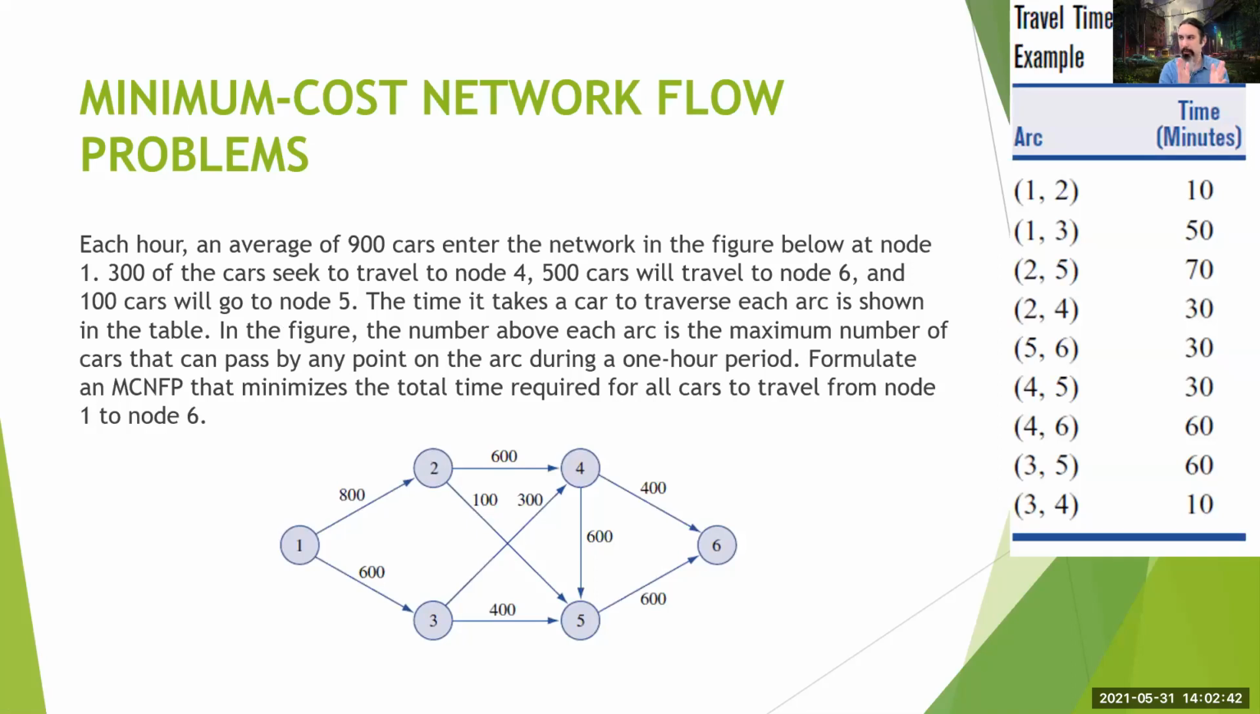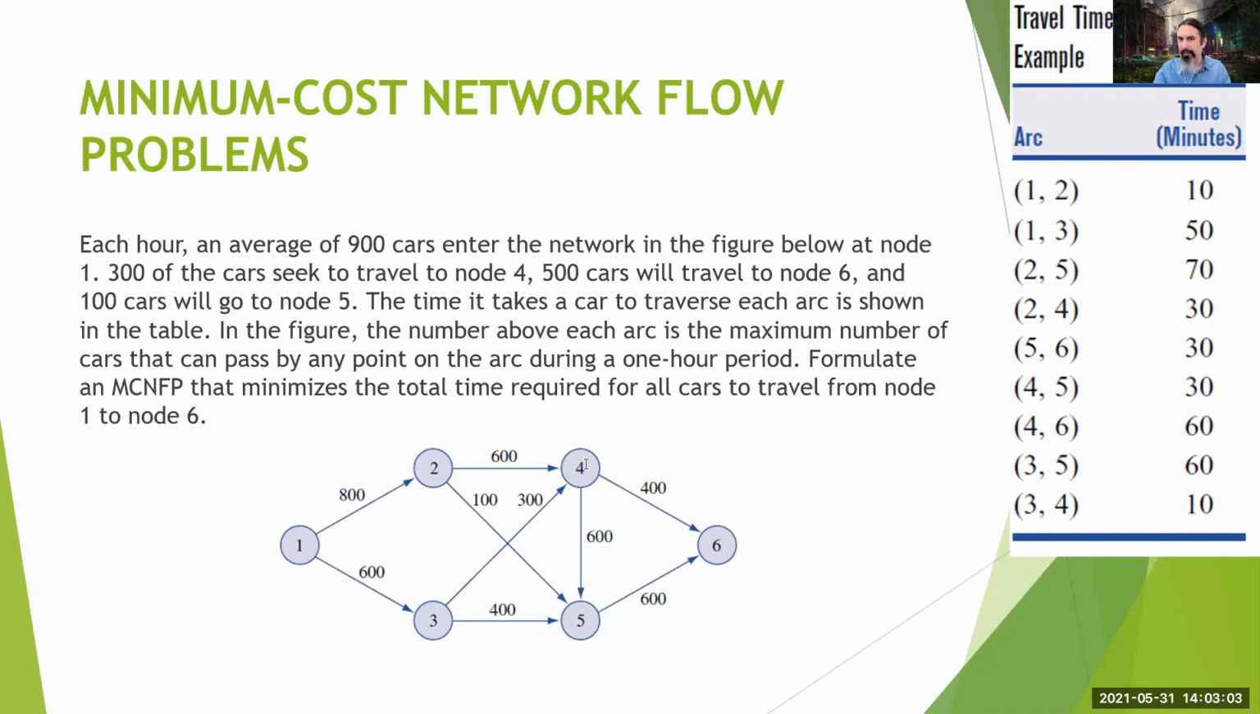And the last network type is the minimum cost network flow problems. So cost and flow are together here. Now, this one is actually best represented by the traffic example. An average of 900 cars enter the network in the figure below at node 1. Okay, 300 of the cars seek to travel to node 4. We're trying to go over there.